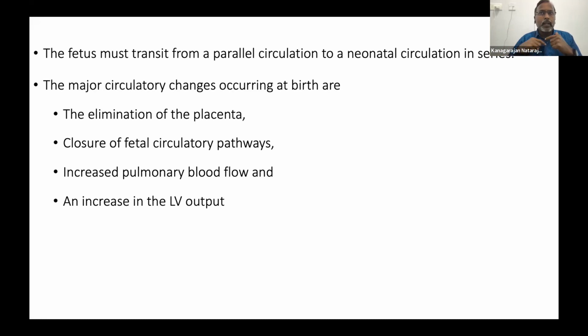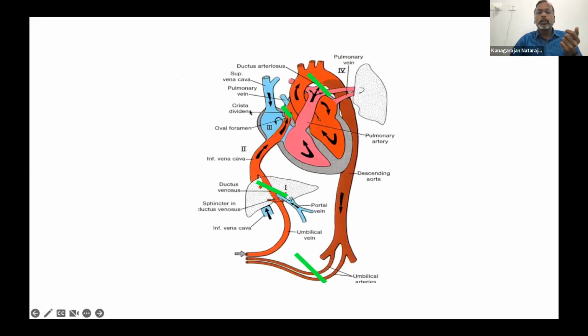Then there is a gradual increase in pulmonary blood flow into the lungs. So far the lungs were not in use, but now the lungs start receiving blood. Then the LV starts getting more blood because the ductus is closing off. So you start getting more LV output. So this is what is happening.